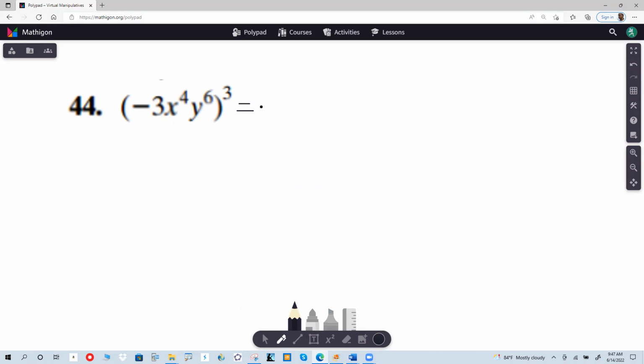I'm going to say this is the same as negative 3x to the power 4 y to the power 6, and the whole thing raised to the power 3. Because 3 is odd, I have a negative sign outside. Now this power 3 right here belongs to this little 3, this x to the power 4, and this y to the power 6. So I'm going to rewrite it. Even though you don't have to, you can directly apply it.